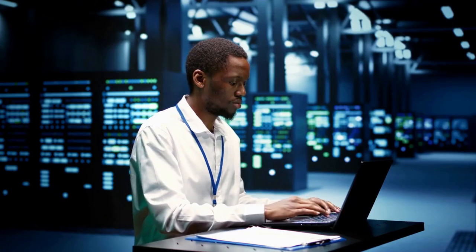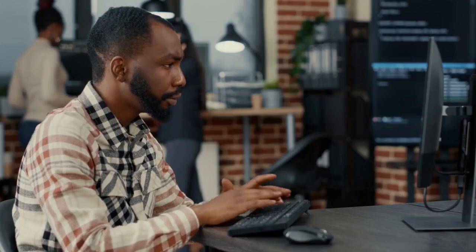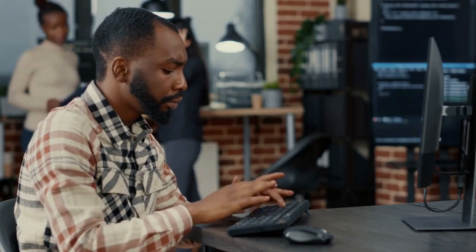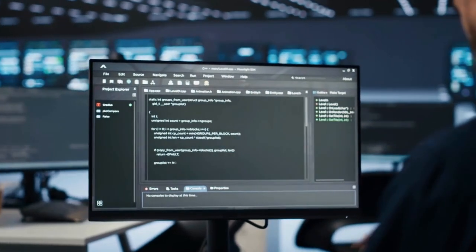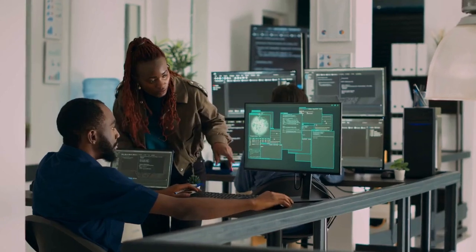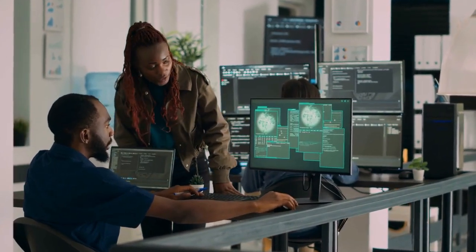Fourth, consider resource limitations. Is your MySQL server running out of memory, disk space, or CPU? Check server resource utilization using system monitoring tools. Excessive resource consumption can lead to connection issues.